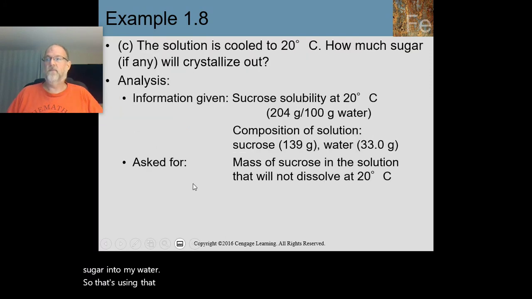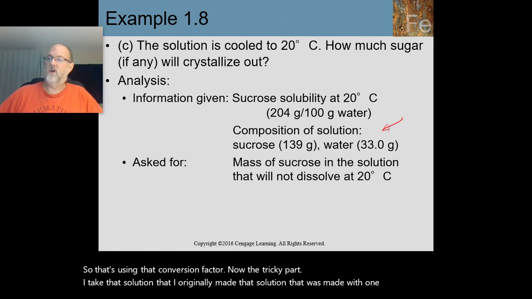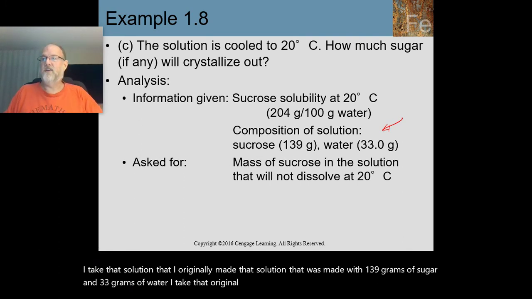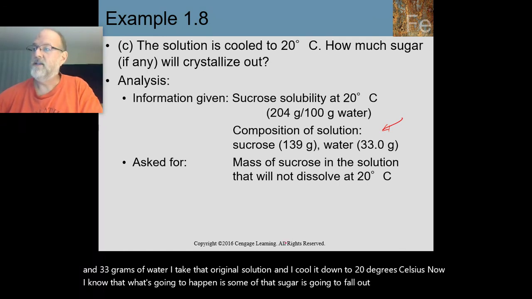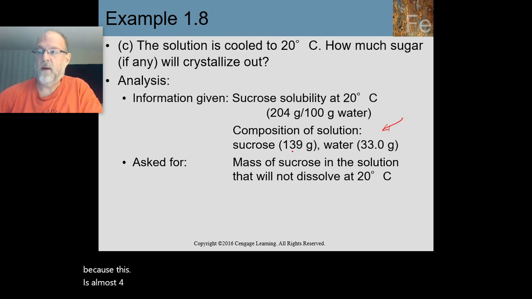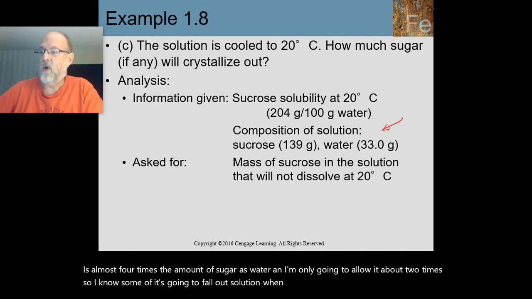Now, the tricky part. I take that solution that I originally made, that solution that was made with 139 grams of sugar and 33 grams of water. I take that original solution and I cool it down to 20 degrees Celsius. Now, I know that what's going to happen is some of that sugar is going to fall out of solution because this is almost 4 times the amount of sugar as water, and I'm only going to allow about 2 times. So I know some of it's going to fall out of solution when I cool it down. The question is, how much of the sugar is going to fall out?